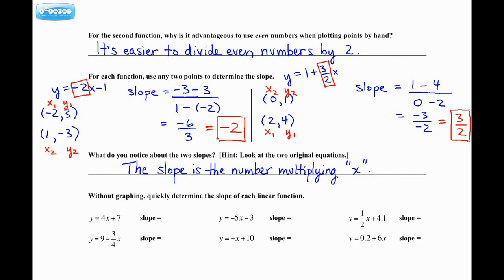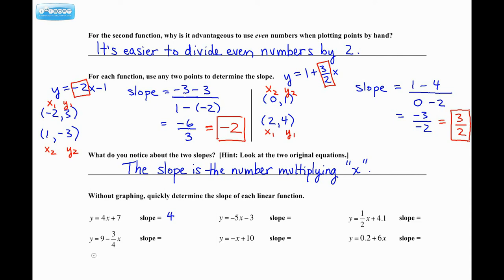All right. Well, let's apply this technique. So below it says, without graphing, quickly determine the slope of each linear function. So before, if I gave something like this to you, you'd have to graph it. Maybe use a table of values. You pick 2 points, or you count squares, and you find the slope. Well, that takes a while. Okay. Well, we have y equals 4x plus 7. Well, the number multiplying the x is 4. So therefore, the slope is 4, or 4 over 1, same thing.